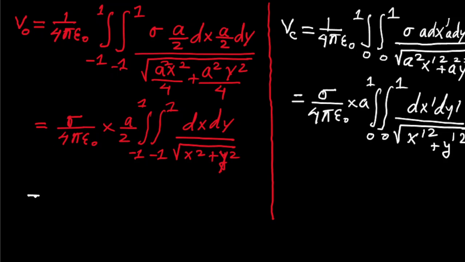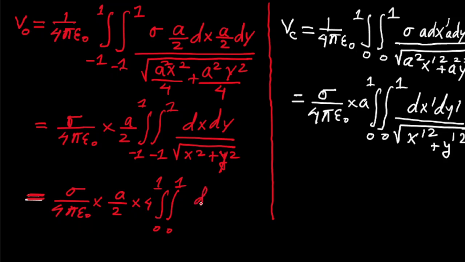So finally this integration will be sigma divided by 4 pi epsilon naught, a by 2, and then for x and y we multiply by 2, so multiplying 2 times means 4 times, and this integration limit will now be from 0 to 1, 0 to 1, dX dY divided by under root of capital X square plus capital Y square.